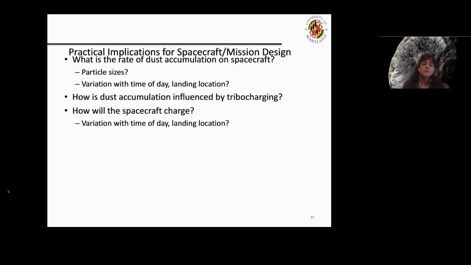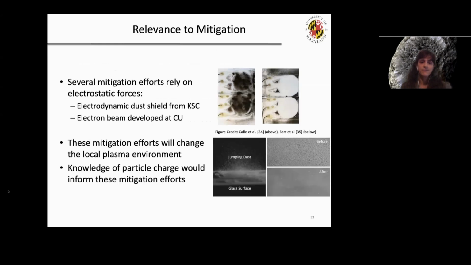And then how will the spacecraft charge? There's going to be a variation with time of day and landing location. And how does the charge of the spacecraft influence the plasma sheath? Let's go to the next slide. This is also relevant to mitigation. So several of the mitigation technologies that are being considered rely on electrostatic forces.